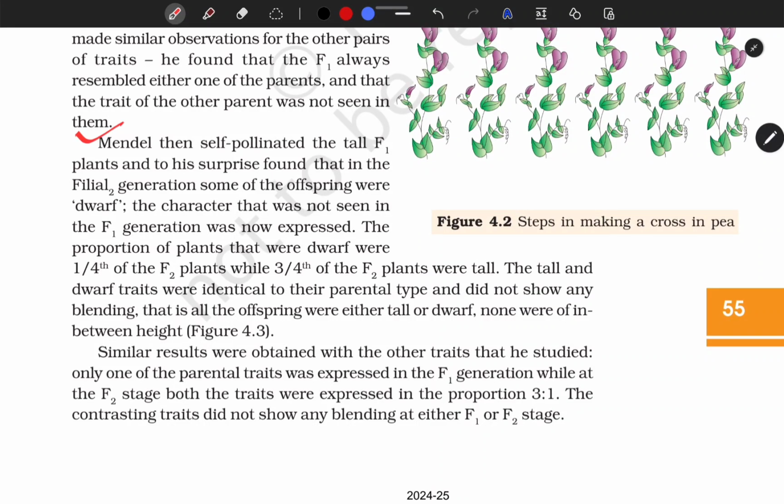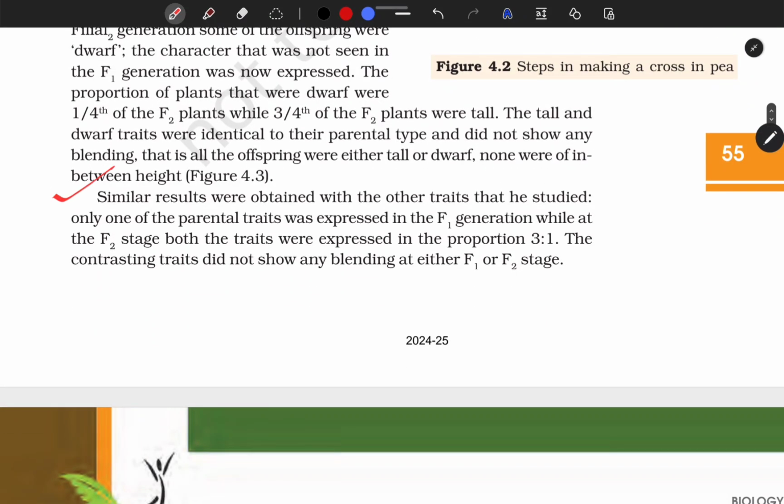Mendel then self-pollinated the tall F1 plants and, to his surprise, found that in the filial 2 generation some of the offspring were dwarf. The character that was not seen in the F1 generation was now expressed. The proportion of plants that were dwarf was 1/4 of the F2 plants, while 3/4 of the F2 plants were tall. The tall and dwarf traits were identical to their parental type and did not show any blending. That is, all offspring were either tall or dwarf, none were of in-between height. Similar results were obtained with the other traits that he studied.